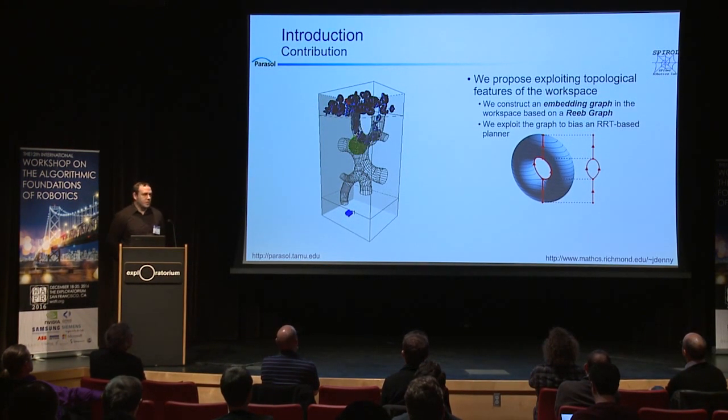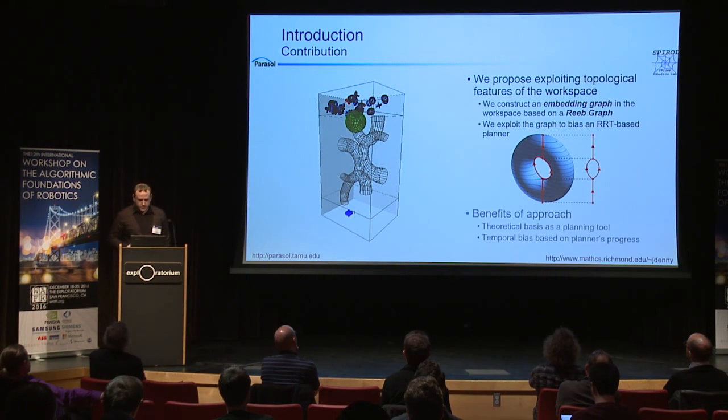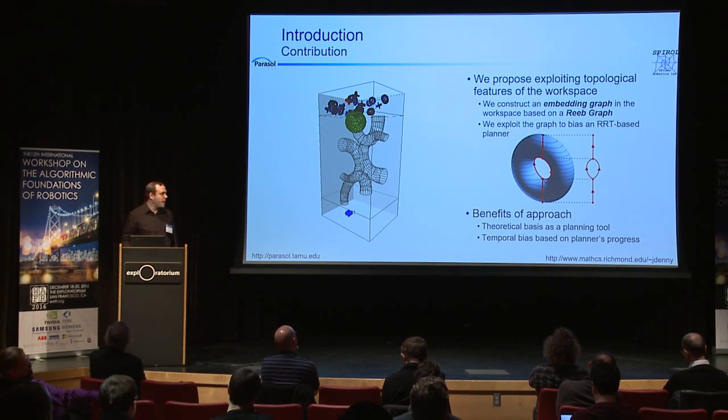What's really nice about this structure is that it encodes that, hey, there's a left path and there's a right path. So can we exploit this in our planner to get some really nice benefits? That's what we do in this work. One of the benefits is that it has a nice theoretical basis as a planning tool, and we introduce a topological bias using this structure in our planner.